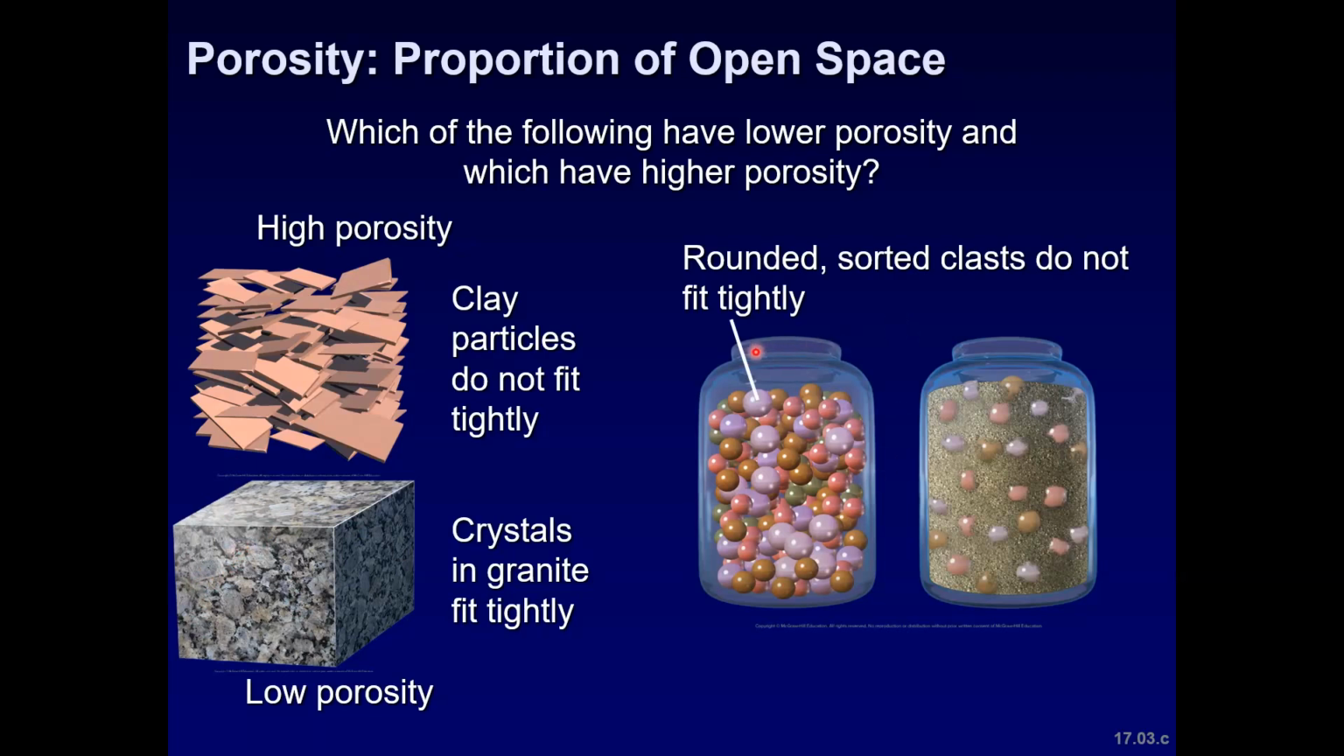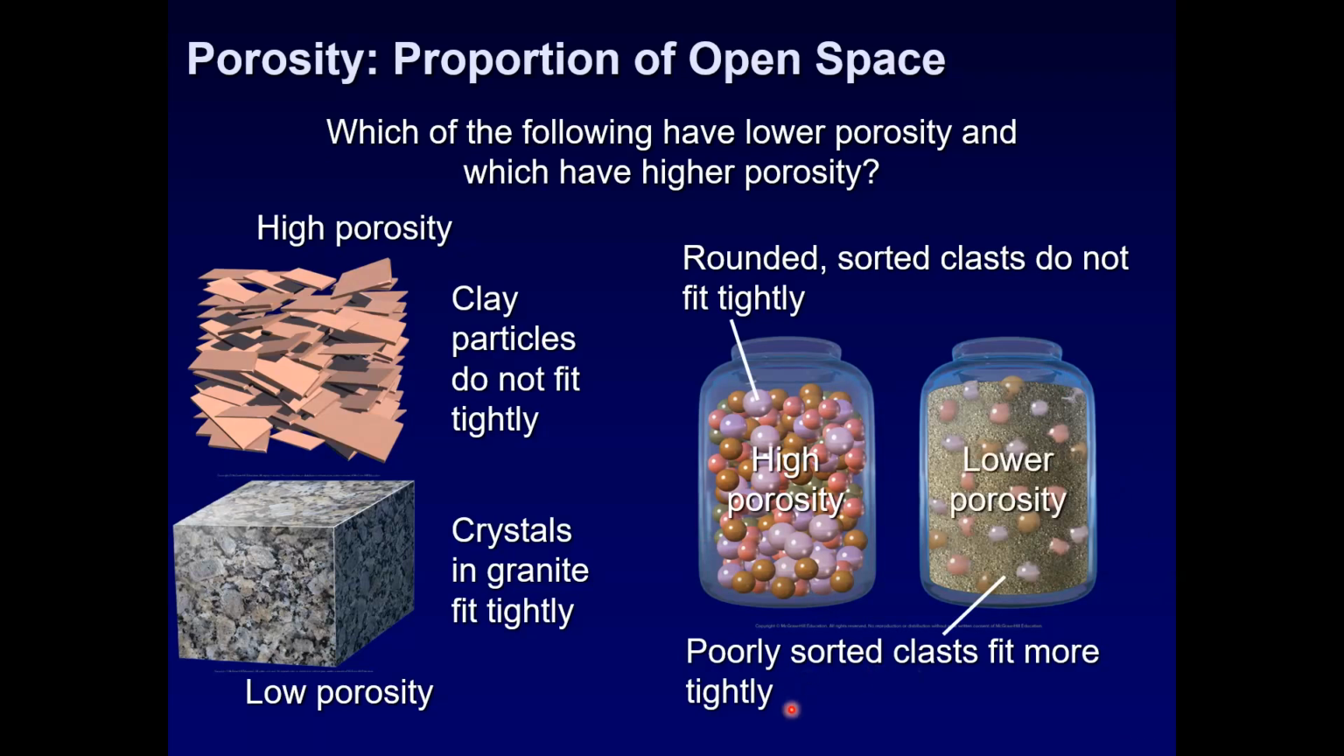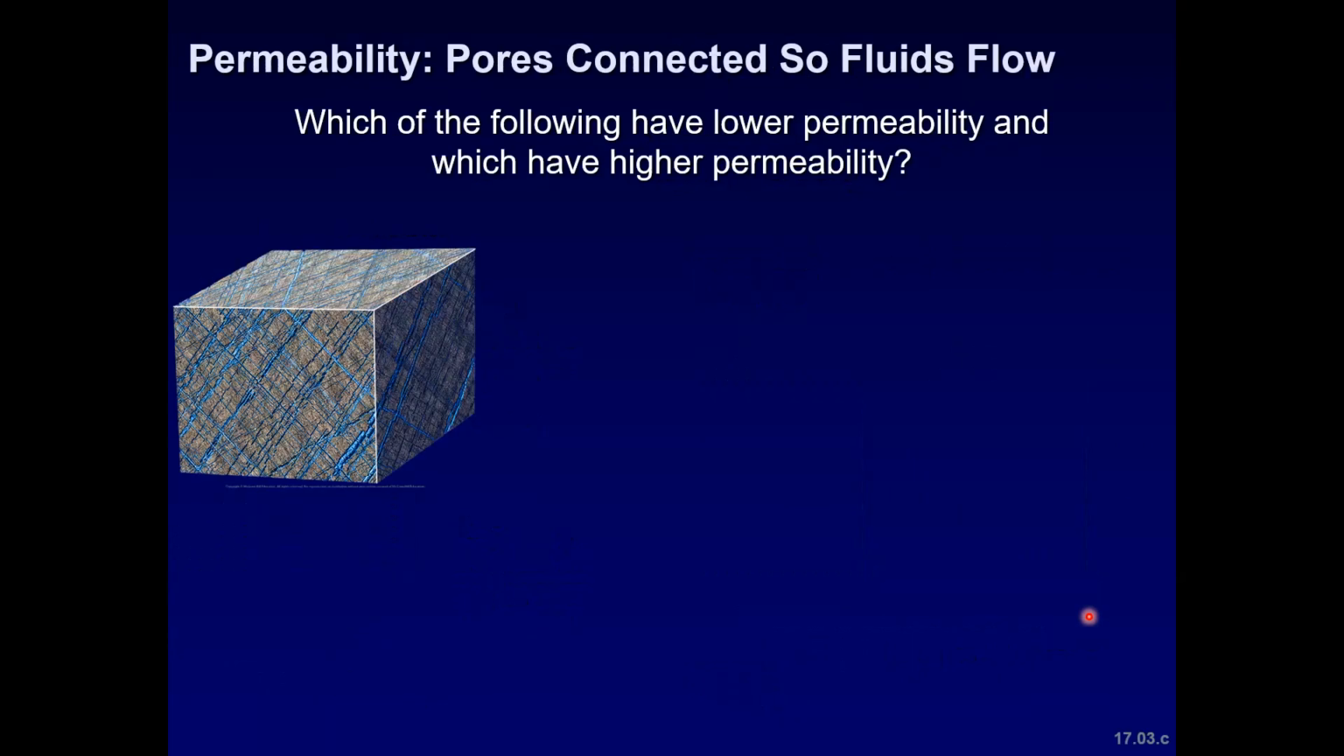And with this jar, we have rounded, fairly well sorted clasts. They don't fit together tightly, like a jar of marbles or something like that. That has high porosity. This jar has sand to fill in that void space. And it's poorly sorted because there's a huge range in grain size, and it fits together more tightly, so it's lower porosity.